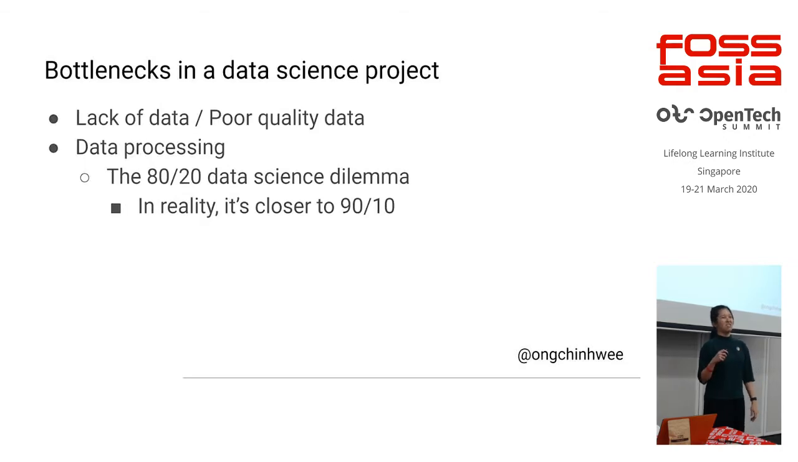But unfortunately, usually there will be some bottlenecks in the project. It could be a lack of data, or the data could be of poor quality. But most of the time, the main bottleneck for any data science project is data processing. Laymen like to say it's 80 to 20, but in actual fact, it's closer to 90-10 than 80-20. That's why I have a job.